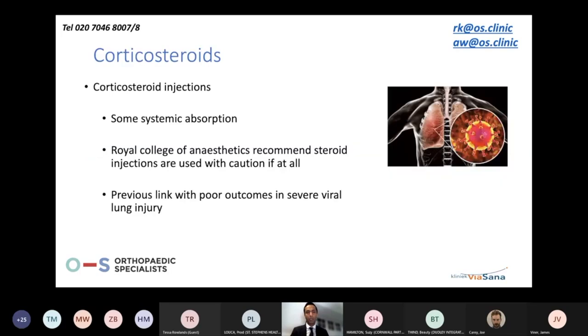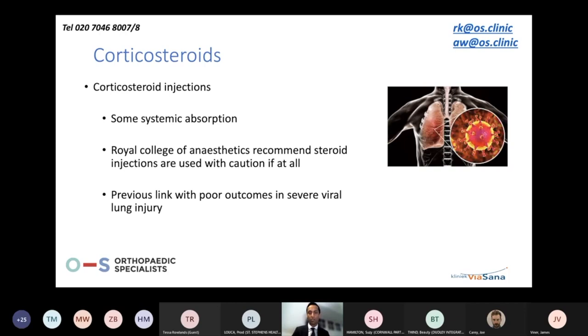There is some systemic absorption when you inject into the local joint, and given that we've had the recent pandemic, there is a scare that it may interact with the viral lung injury. So there has been some advice to try and use this with caution, but there's a very limited link with causing worsening symptoms in those who've got previous viral lung injury.